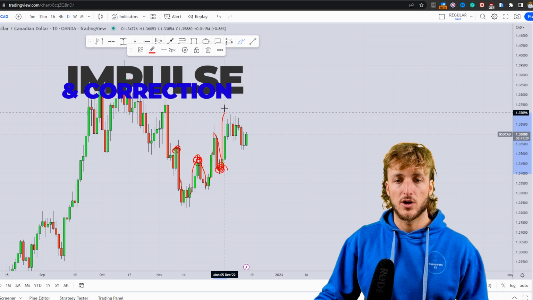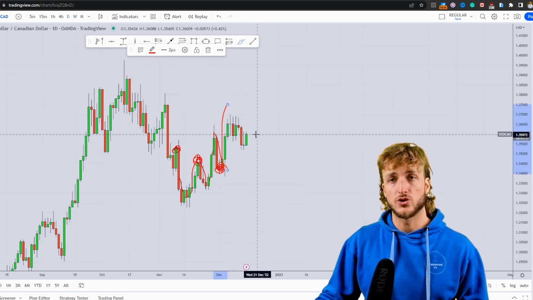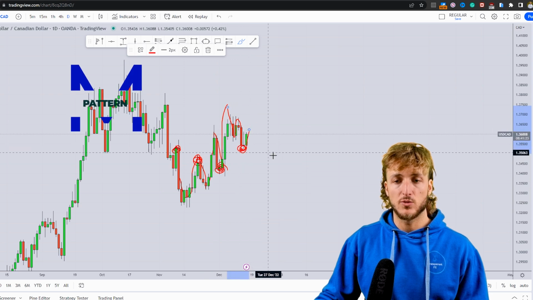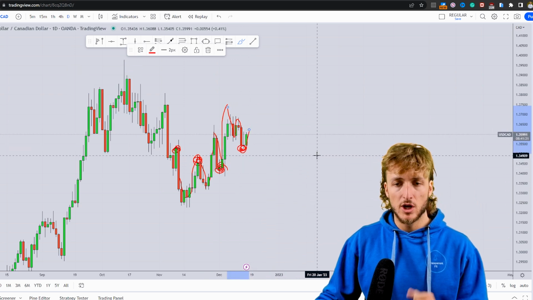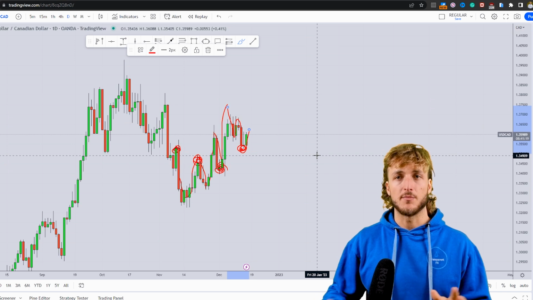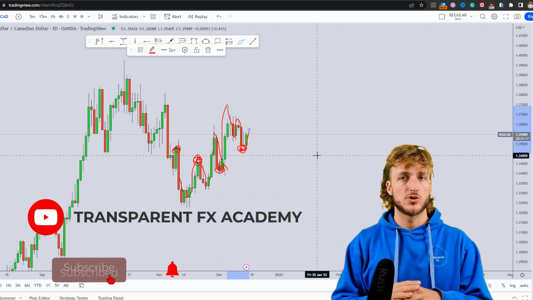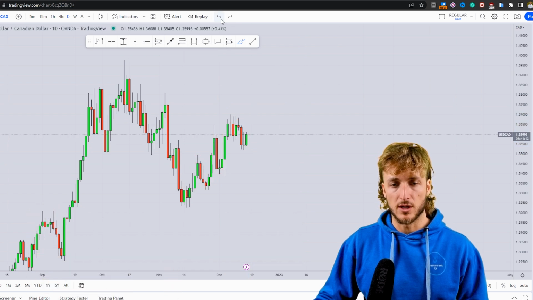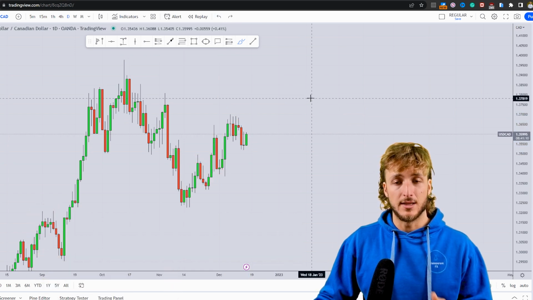Then we had this impulse and correction. From here, I explained all the reasons for which more bullish continuation could be expected. And then we had the creation of this M pattern. And from here, I explained why we expected this rejection higher, which the market is currently creating. And by the way, I will link in description all this previous analysis, so you can go and check it out for more free education. You find it all down below.